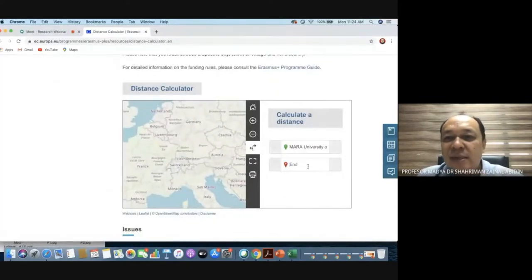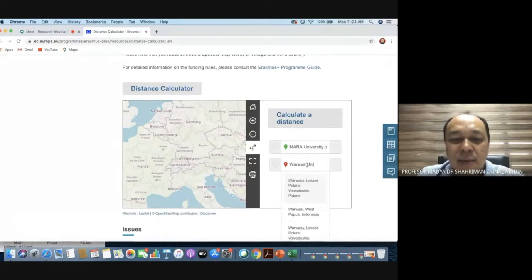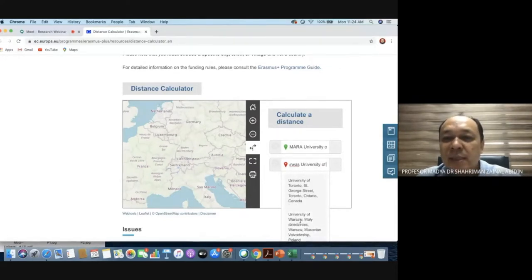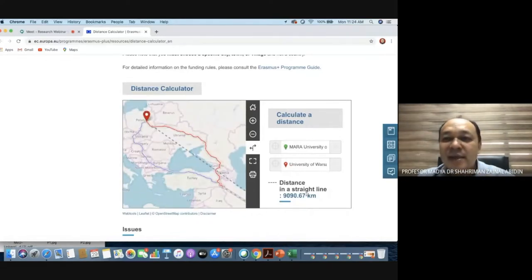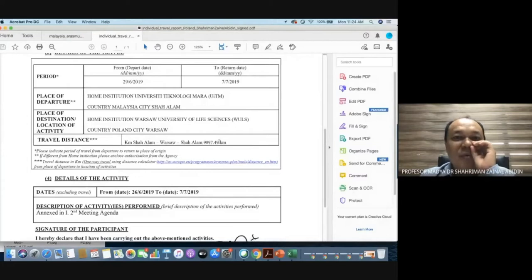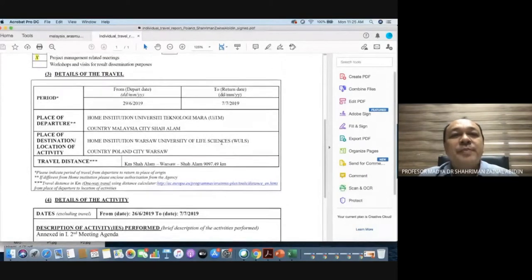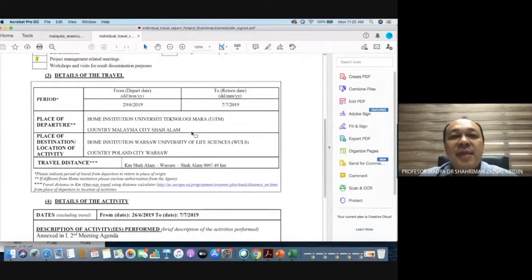Okay, kita ambil lah UITM sekejap lah. Pergi ke Warsaw. Apply. Okay, contoh ni. So kita akan dapat berapa kilometer jarak dia. Jarak ni yang kita akan tulis dekat report tu nanti. Kita akan tulis dekat report ni. Jarak ni kan, 9,000 kilometer, one way. Ya, biasa kita akan provide the information bila pergi, bila balik kan.